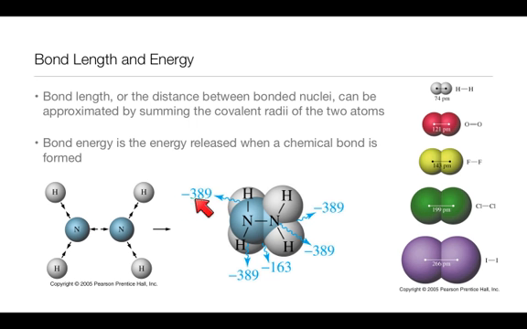Now, the negative 389 value is the amount of energy that's being released by the formation of the hydrogen and nitrogen bond. You'll notice since we have 4 hydrogens being bonded to those nitrogens, we have 4 different values of 389 to represent each of those bonds that are formed. The negative 163 represents the energy released when the 2 nitrogens bond to each other. All of those added together would be the amount of energy released when that N2H4 molecule is formed, when those atoms bond to each other.